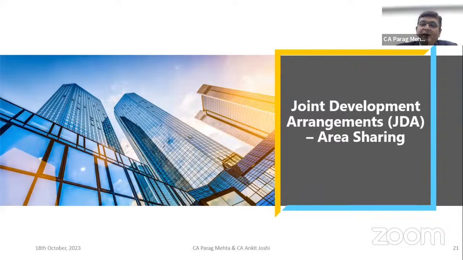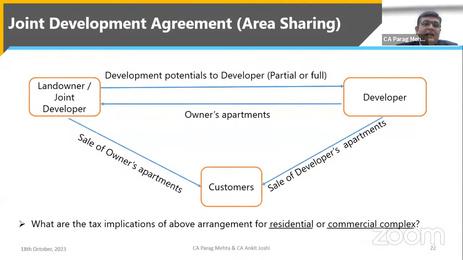In case of joint development area sharing, there is a slide. What we can show is, in case there is a landowner who is also a joint developer, he gives the development potentials to the developer, partial or full. In turn, the developer gives him area. Then there is a customer in between. The developer sells his portion of apartments and the owner sells his share of apartments. So the landowner, in lieu of development potentials, gets some area which is sold by him directly to the customers. The developer receives the development potentials, gives the area and sells his own apartments.